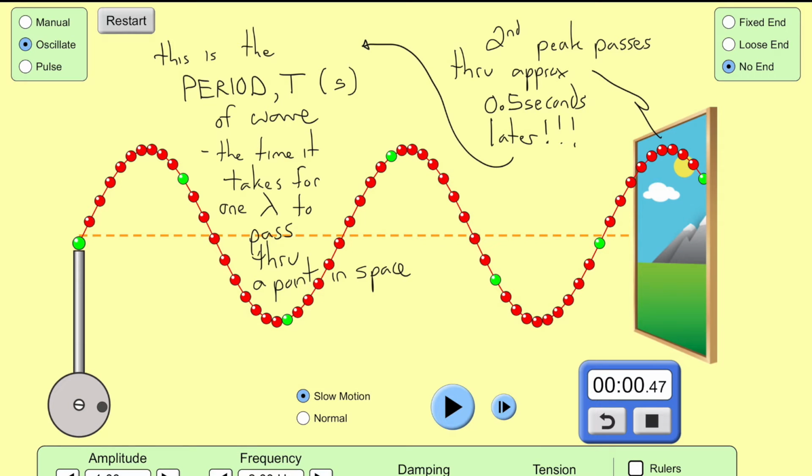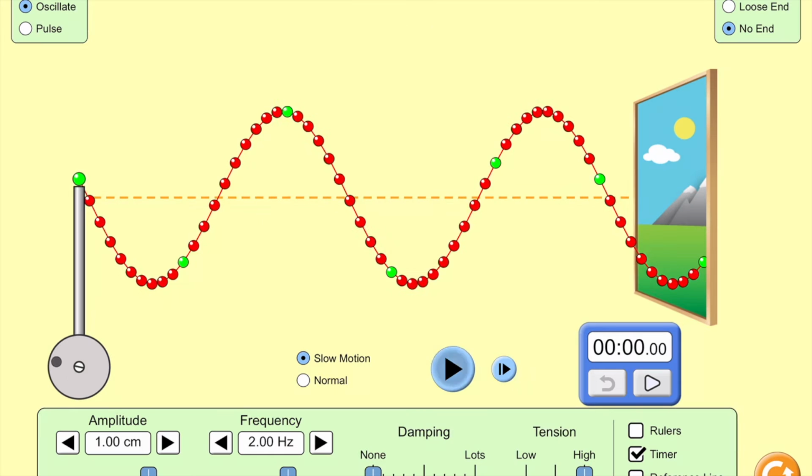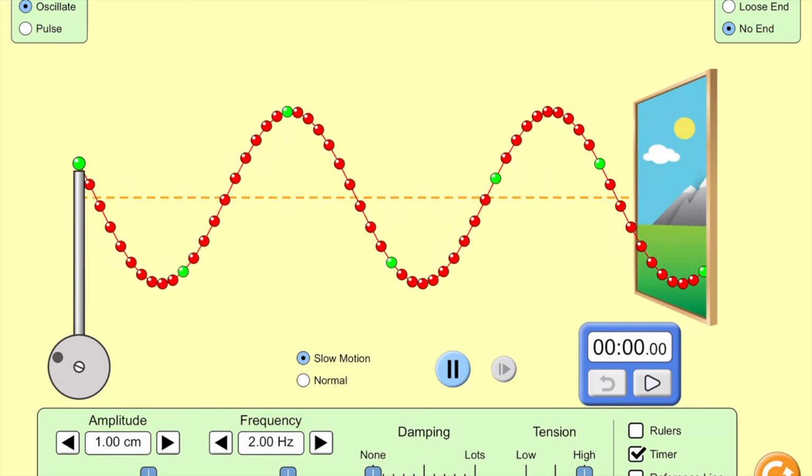So the time for that one wavelength to go through is called the period of the wave. Its symbol is capital T, and it's measured in seconds. And this is the time it takes for one wavelength or one wave to pass through a point in space. So the period here is 0.5 seconds. Okay, let us look at another property.